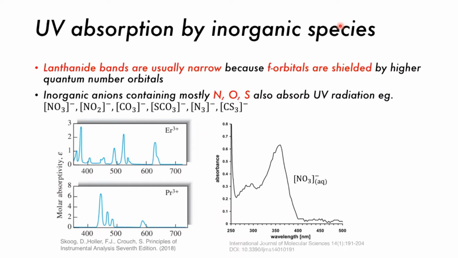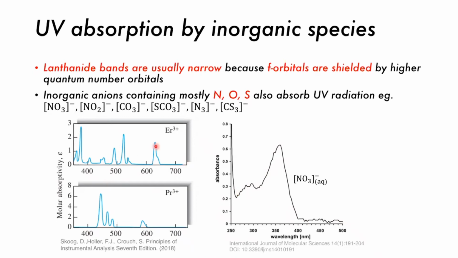Inorganic ions containing mostly nitrogen, oxygen, and sulfur also absorb UV radiation. For example, these are inorganic anions, so they're not organic anymore. We've got nitrate, nitrite, carbonate, thiocarbonate, nitride, and carbon trisulfide. These ions can also absorb. Here is the nitrate absorption in water. You can see it's got a pretty sharp peak, and a bunch of other features, some of which may be noise, some of which may be peaks and transitions, vibrational and otherwise.